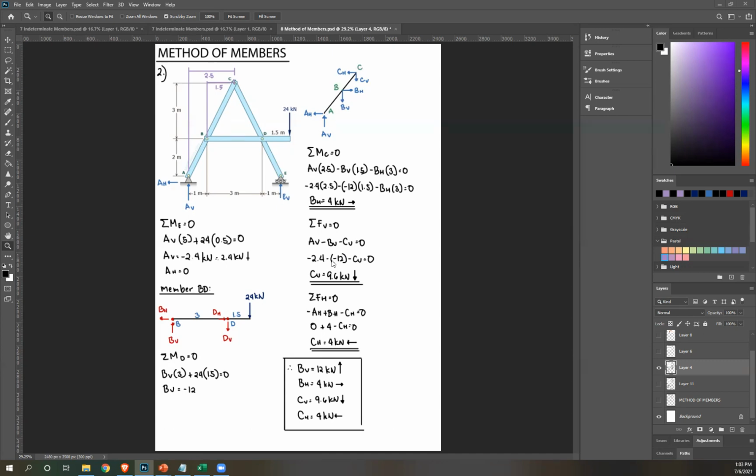Now, another way is to change the sign, to change your direction. So for example, here, negative 12, therefore I know that's not upward, this should be downward, right?